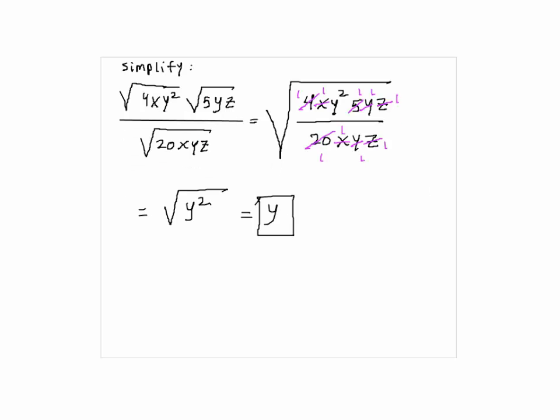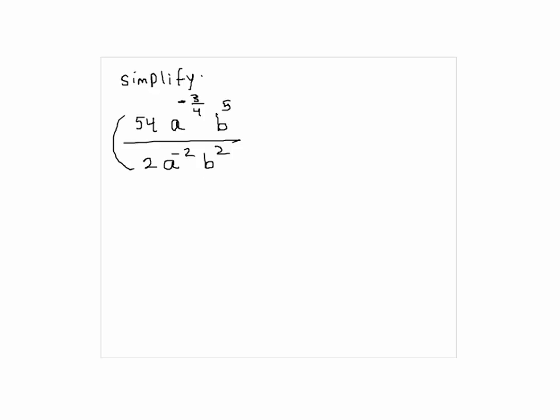Take a look at the next one. Simplify. We have 54 a to the power of minus 3/4 b to the power of 5 over 2a to the power of minus 2 b to the power of 2, and the whole thing is to the power of 2/3.